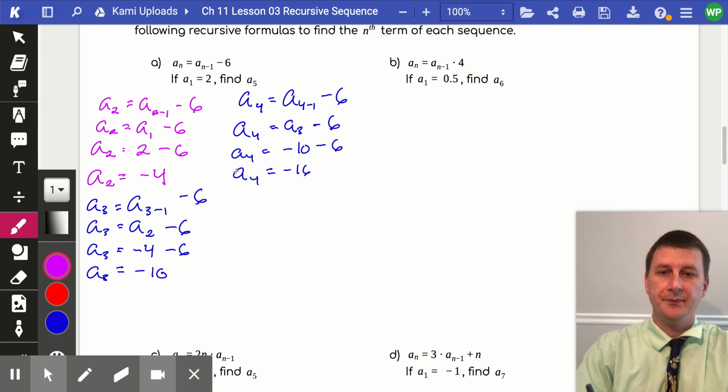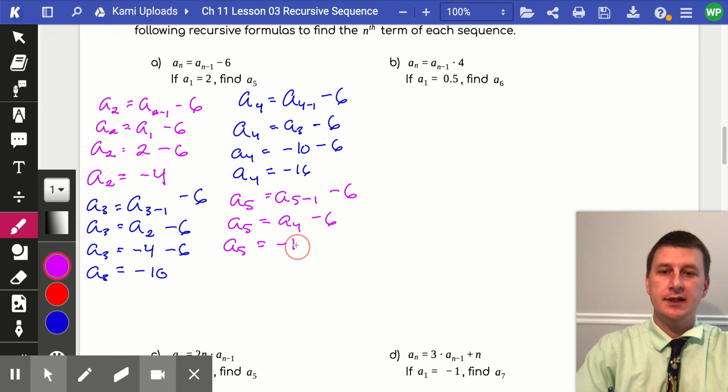And finally, we have a sub 5, which is what we're looking for, our fifth term. We're going to do a sub 5 minus 1 and all of that minus 6, which would be the same thing as 5 minus 1 giving us a sub 4 minus 6. We just found out right here that a sub 4 was equal to negative 16, minus 6. And that means that a sub 5 is negative 22. So our fifth term in this sequence is going to be negative 22.